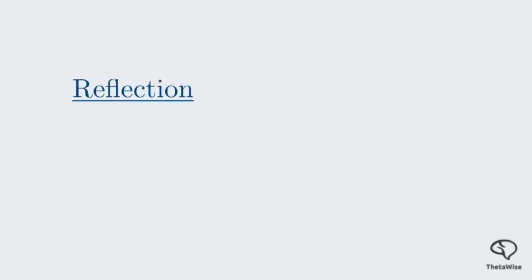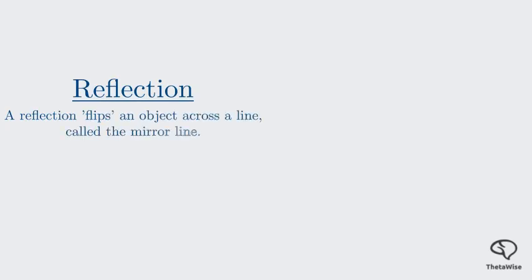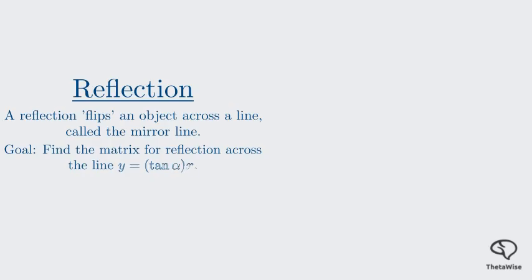Our third fundamental transformation is reflection. A reflection flips an object across a line called the mirror line. Let's work to find the matrix for reflecting a point across a general line y equals tan alpha times x. This line passes through the origin and makes an angle alpha with the positive x-axis. Again, let's use polar coordinates. An object point P has angle phi, and its image P prime has angle 2 alpha minus phi.